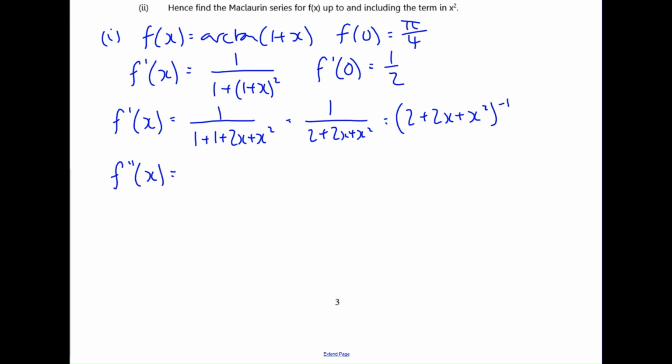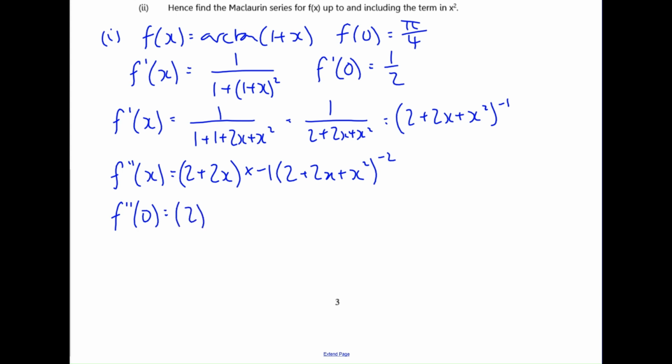Differentiating this again, so differentiate the inside gives you 2 plus 2x. Differentiating the outside, so you times by the power and minus 1 from the power, gives you that expression there. There's no need to simplify it because we're just subbing in 0. So if I sub in 0, my first bracket ends up being 2, then times minus 1, and then my second bracket also ends up being 2 to the minus 2, which will give me minus a half as required.